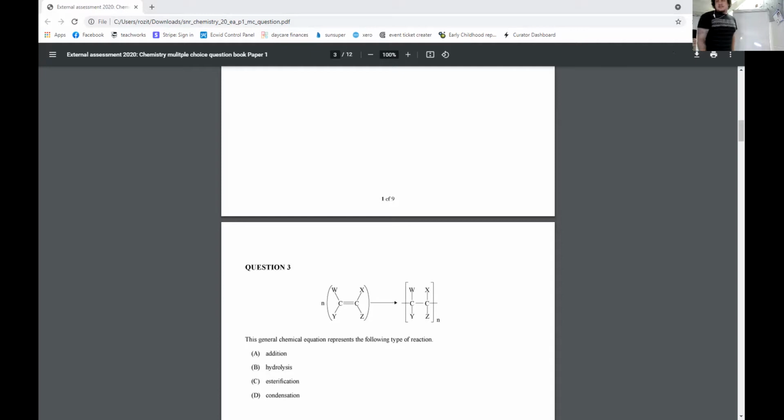So Jacob says condensation. Do we have a protein or a carbohydrate here, or do we just have effectively ethene? So here we have, well, let's assume it's just ethene, and we're producing polyethene. What kind of reaction do we remember?